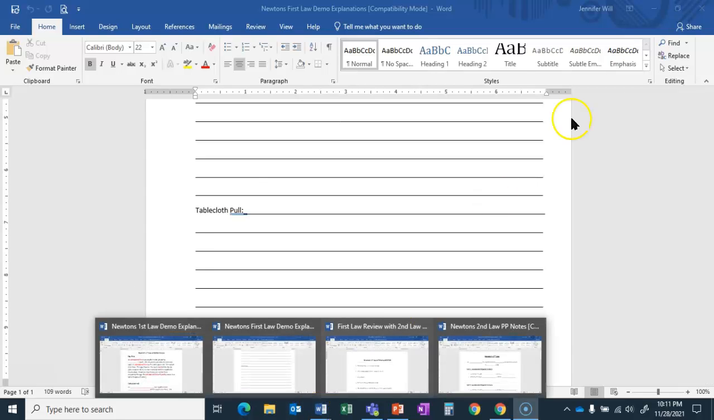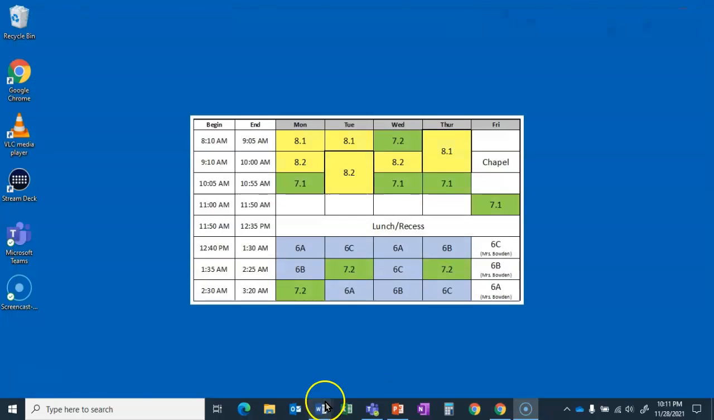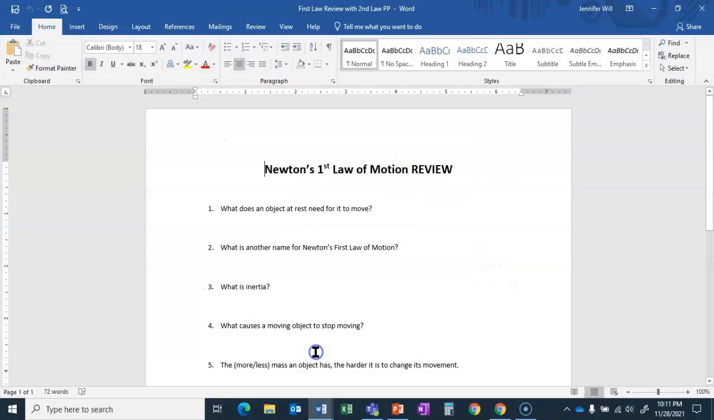You are also going to need, let me close that one. You're also going to need a paper that looks like this, and this should have been handed out to you already. If it was not, if the teacher would please pause the video and go ahead and hand that out. This is called Newton's First Law of Motion Review. We'll use that with this video also.